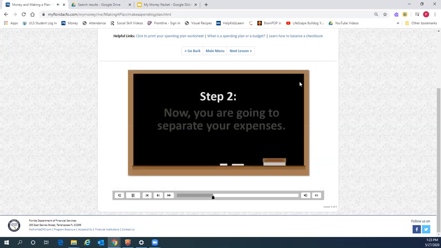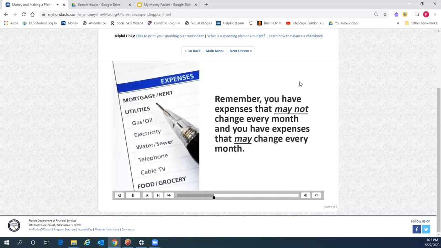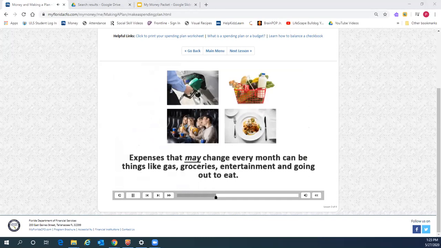Step 2. Now you are going to separate your expenses. Remember, you have expenses that may not change every month, and you have expenses that may change every month. Expenses that may change every month can be things like gas, groceries, entertainment, and going out to eat.